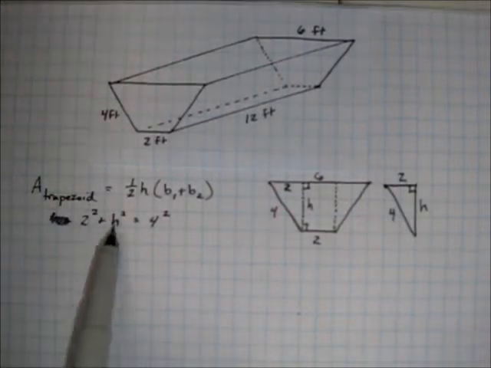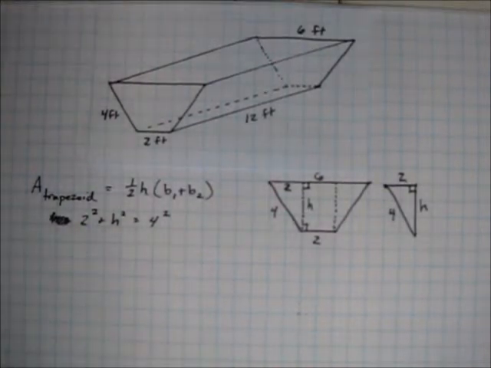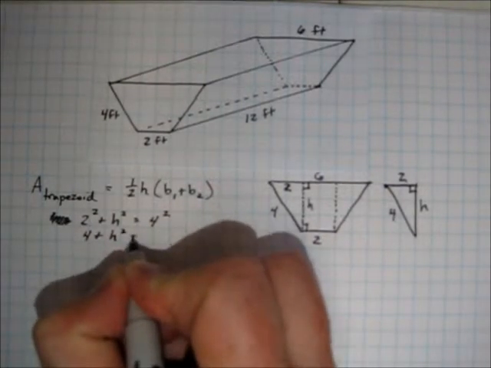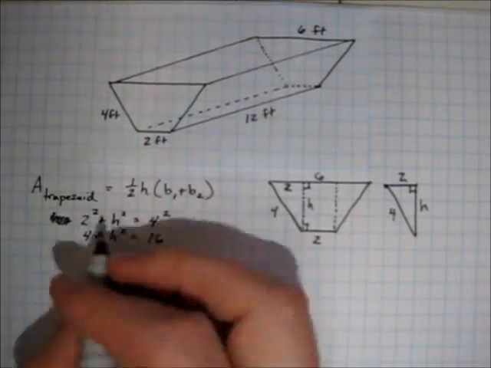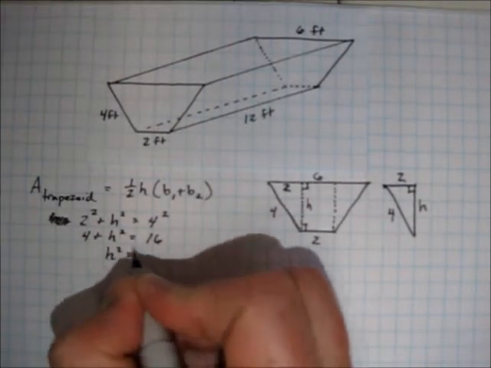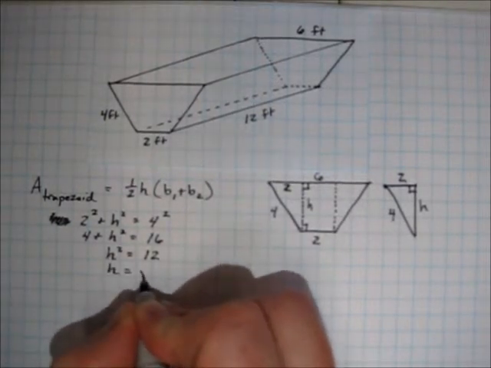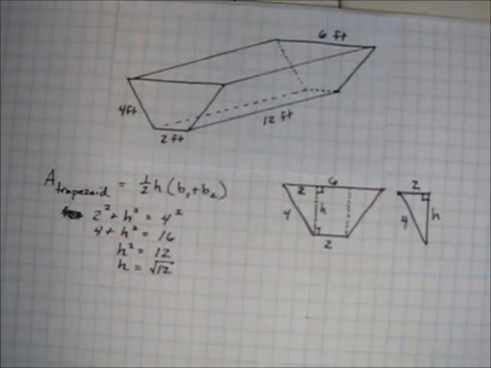I know that the sum of the two squared legs has to equal the square of the hypotenuse. So 2 squared plus h squared equals 4 squared. So 4 plus h squared equals 16. Subtract 4 from both sides to get h squared equals 12. And so h is the square root of 12.